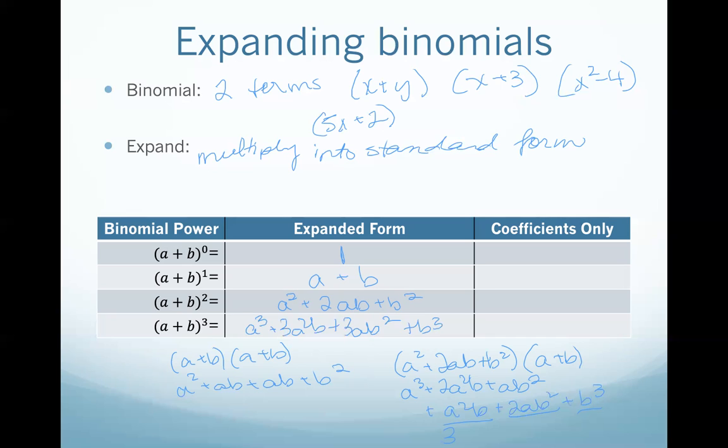Now the pattern that I want you to recognize is looking at just the coefficients. So for 1, that's just 1. Then 1a and 1b. Then we have 1a squared, 2ab, 1b squared. Then we have 1, 3, 3, 1. And what you should recognize is that this is Pascal's triangle. So the coefficients, as we expand our binomials, come directly from Pascal's triangle.